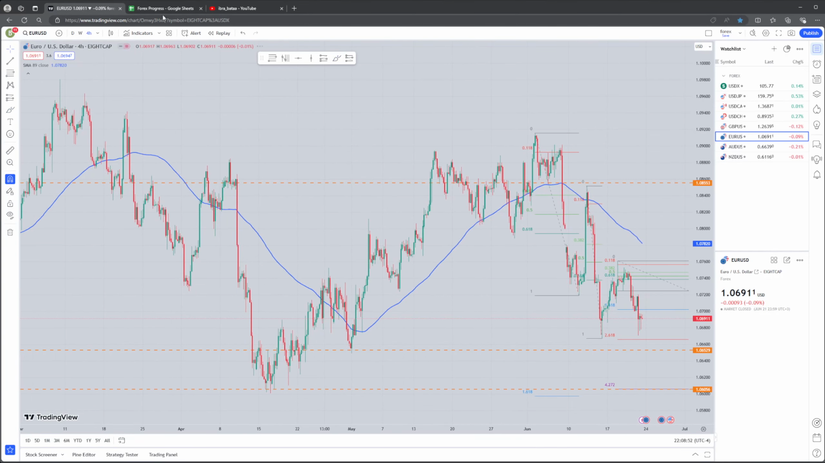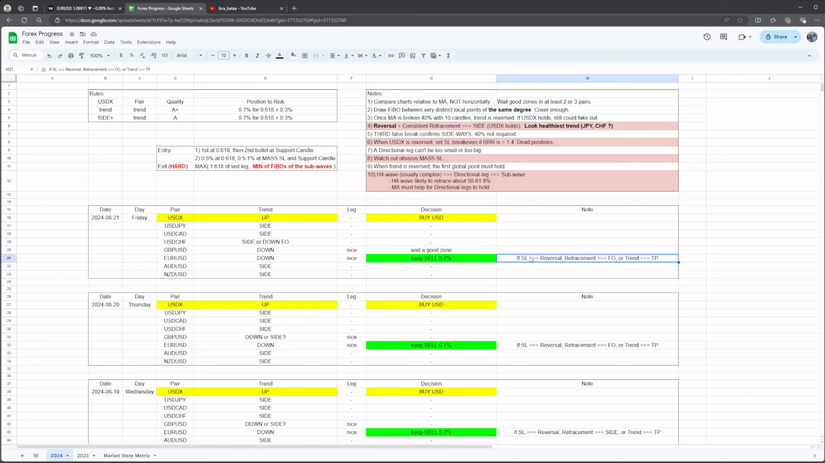So at this point there are three possible ways the market could behave. I anticipate all three of them, and I'm ready for all three of them.